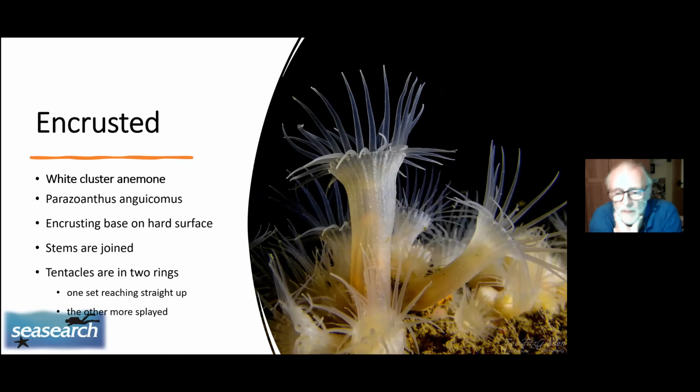And the thing about the encrusting anemones is that if you follow their stem, so you follow the column down, you'll find that they share a common base. So they're colonial, they're not individuals. Their tentacles are in 2 distinct rings. The first one here, where all the tentacles are splaying outwards, and the second row where all the tentacles are going straight up into the air.